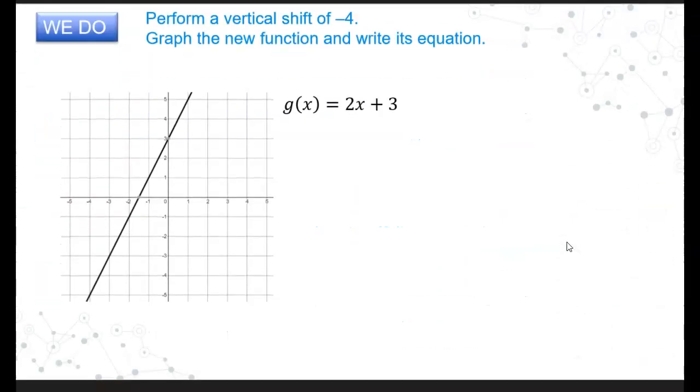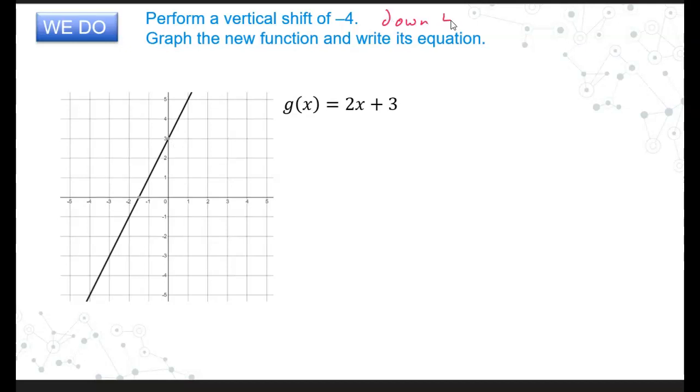Here's another one. Perform a vertical shift of -4. How would you start this one? We have a graph. We have a function with an equation. We need to graph the new function and write its equation. How would you start this? Did you say we'll take a point and move it 4 down? Yes, I hope you did.